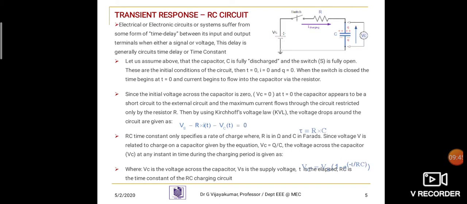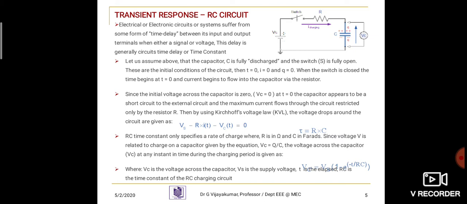Next one, transient response of an RC circuit. Here I am considering a resistor and capacitor connected in series across the supply voltage Vs. When a voltage source is applied to an RC circuit, the capacitor C charges through the resistance only.